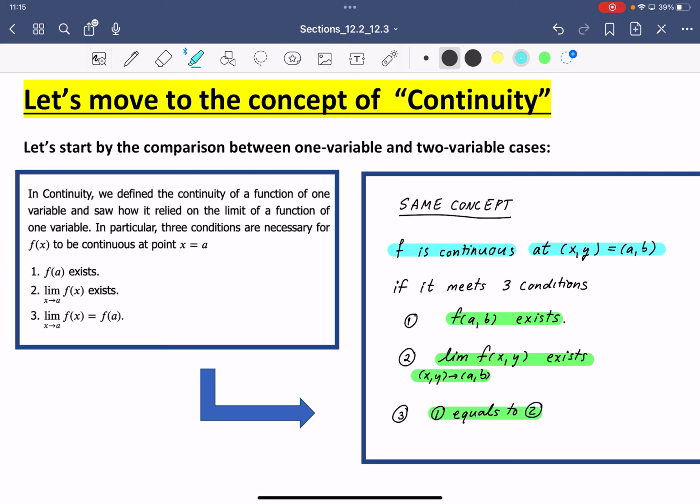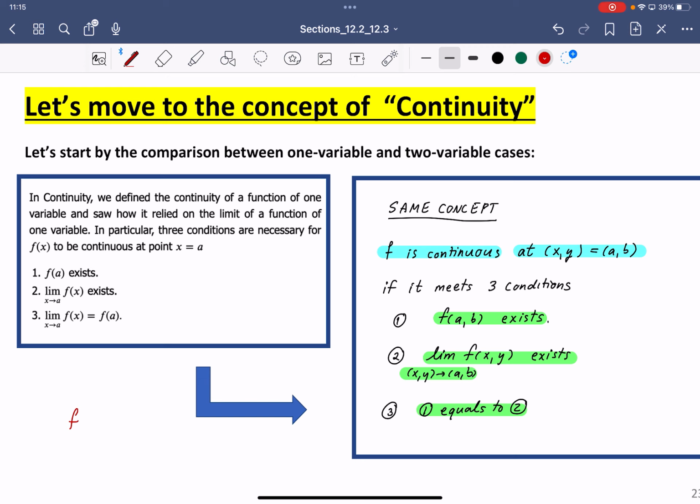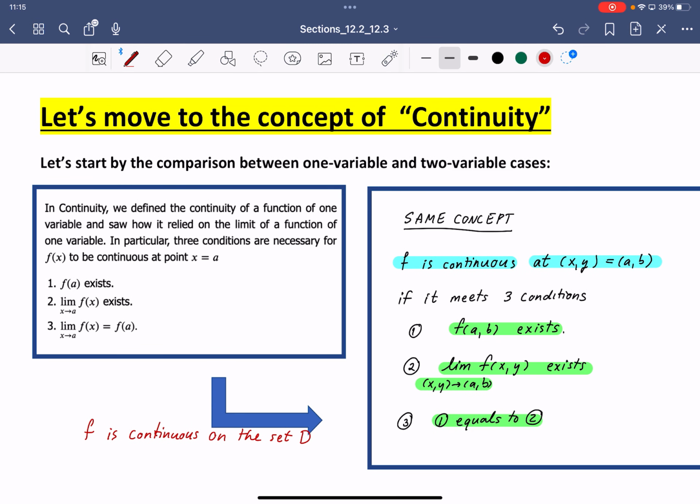And if it is continuous at every point in the set, we're gonna call that it is continuous on the set. So here we're gonna say f is continuous on the set D if f is continuous at every point (x, y) in D. So the box on the right is the definition of continuous in two dimensions. If you want it on the set D, it means that you have to check for every point on the set D. Okay?